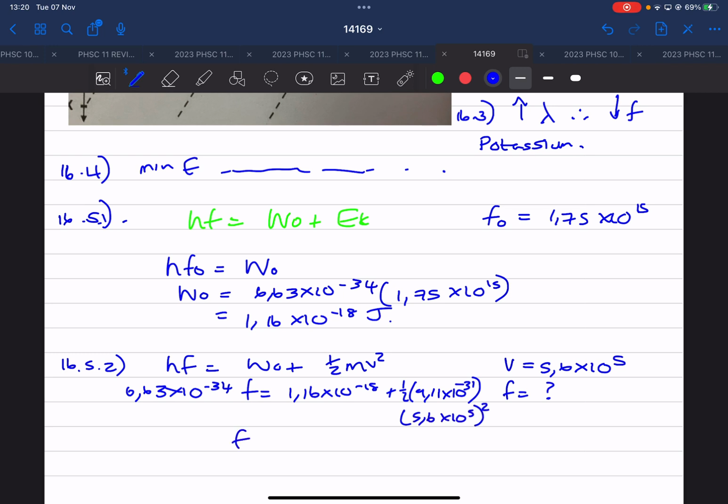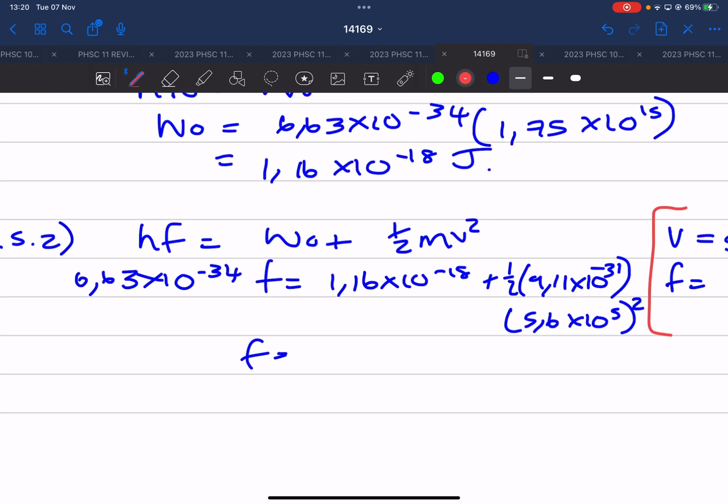Moenie jou kwadraat vergeet nie. Kry julle dieselfde antwoord? Nee?